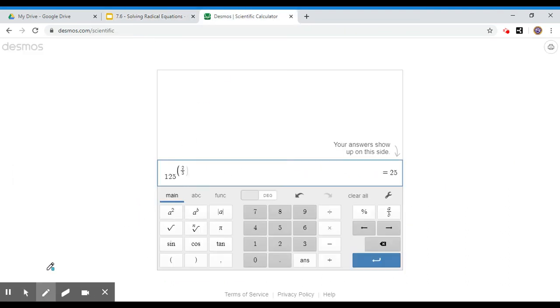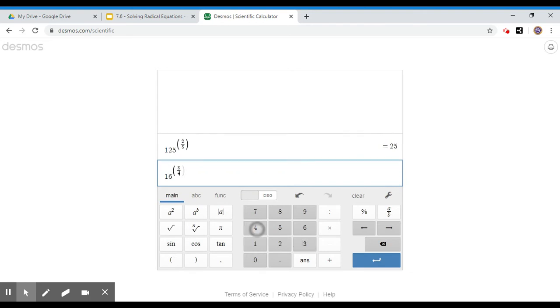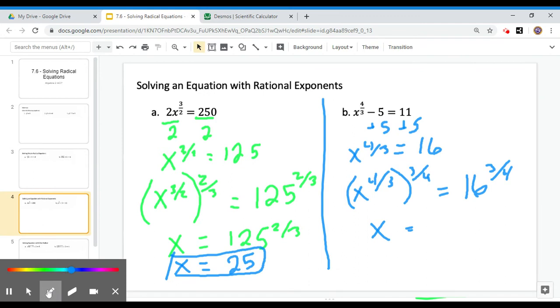And let's go to our calculator to figure that out. So 16 raised to the 3/4 power is 8. So x equals 8.